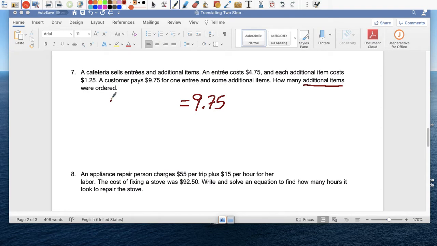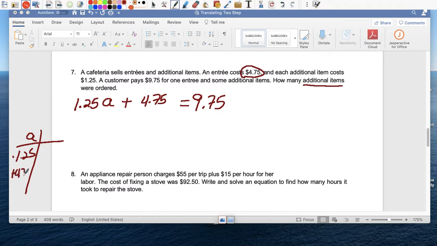So A is my variable. How much is each extra? Each extra is $1.25. So I went to the restaurant, I bought a few extra things, and my main meal, my entree, is $4.75. So I paid $4.75 for my pasta, and then I don't know how many extra items I got. How many extra items did I get? Well, let's do the story. A times 1.25 plus 4.75. So going back, we're going to do minus 4.75 divided by 1.25.